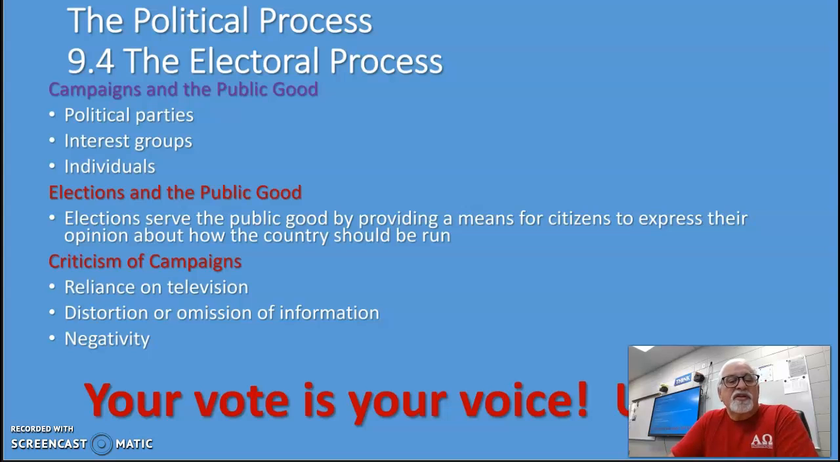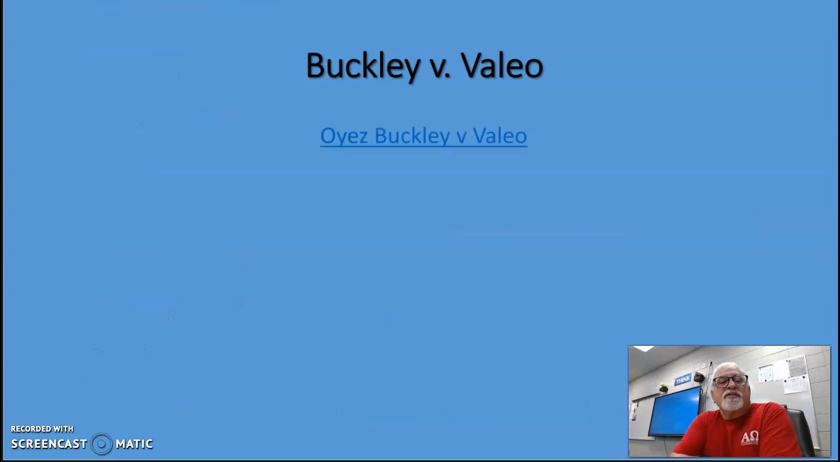And this is a very interesting case. I would encourage you to go on OES, check this out, Buckley versus Valeo. And this deals with elections, campaign contributions. Can you give as much as you want? What if all the rich people give all the money and buy the candidates? Well, how does that happen? Anyway, look at Buckley versus Valeo.